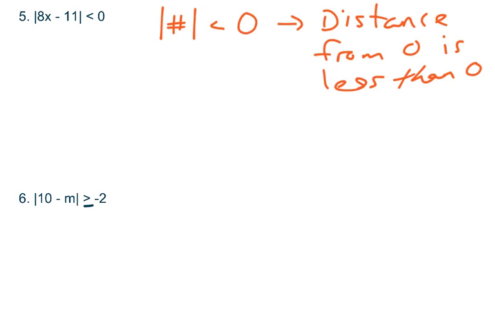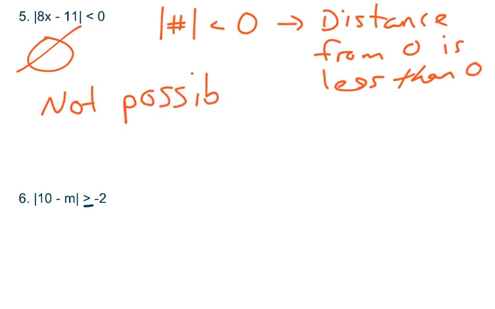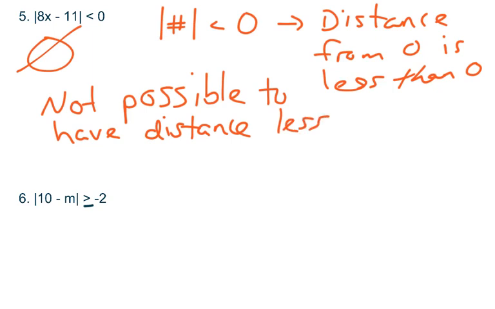The answer there is no. It's not possible to have a distance smaller than 0. Okay? The smallest distance you can have is 0. The only answer for this is no solution. It's not possible. Whoops, let me spell possible correctly. Not possible to have a distance less than 0. Okay, and that's really what the question is asking, what numbers have a distance that's less than 0? It's not possible. There are none. So your answer for number 5 would be no solution.